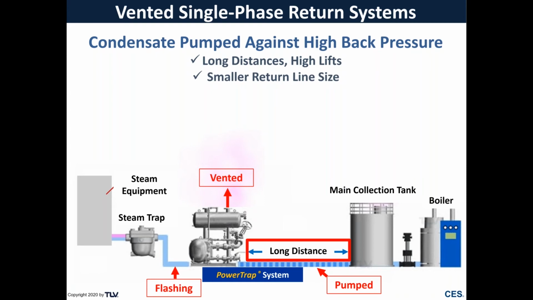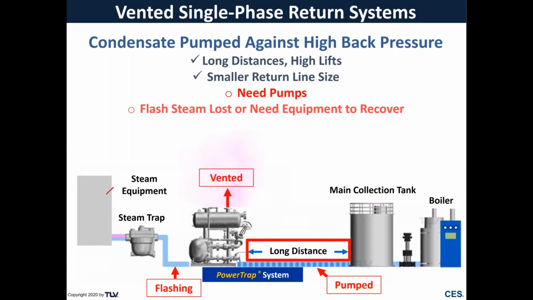Now, some advantages to this are pumped condensate return lines are much smaller, which can make it much more economical to return condensate over very long distances. But you do need pumps in order to return that condensate. And in this type of system, our flash steam is either lost or we're going to need additional equipment to recover that energy from that flash steam. And that's something that Jack is going to go into detail later on in this presentation.